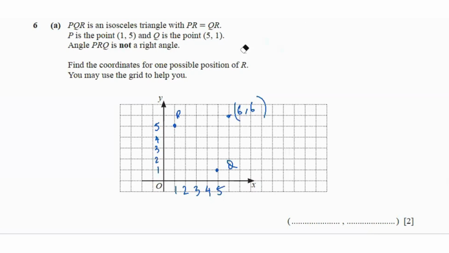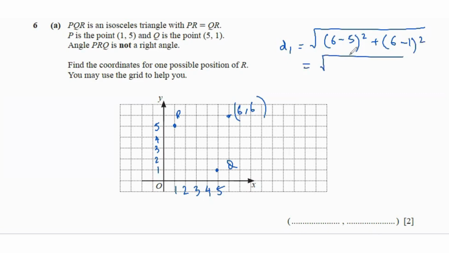I'm going to call P to R, D1. So that's going to be the square root of (6 minus 5) whole squared plus (6 minus 1) whole squared. So that's going to be 1 squared plus 5 squared, which is 1 plus 25, and that's root 26.